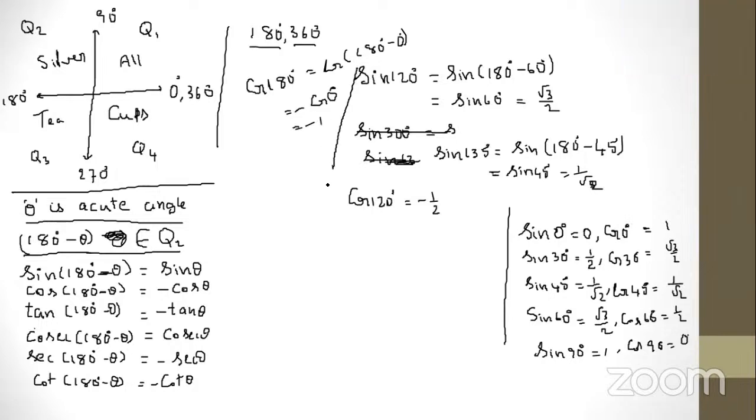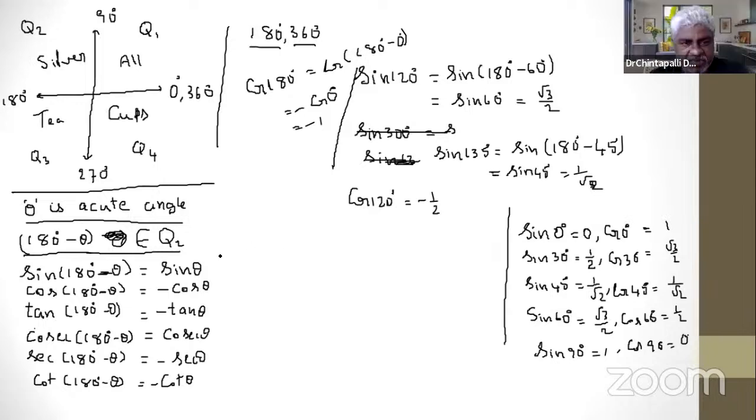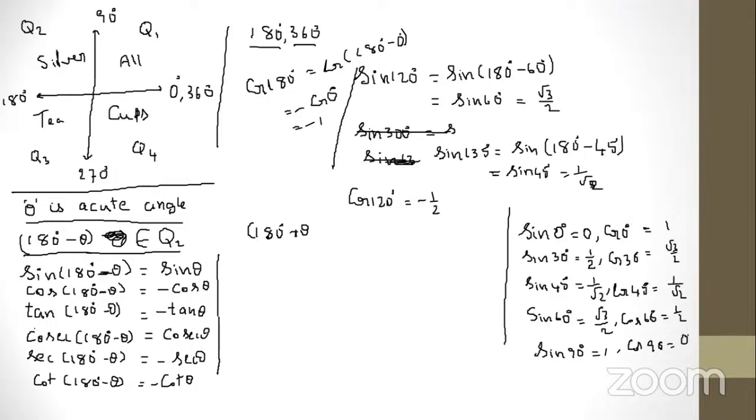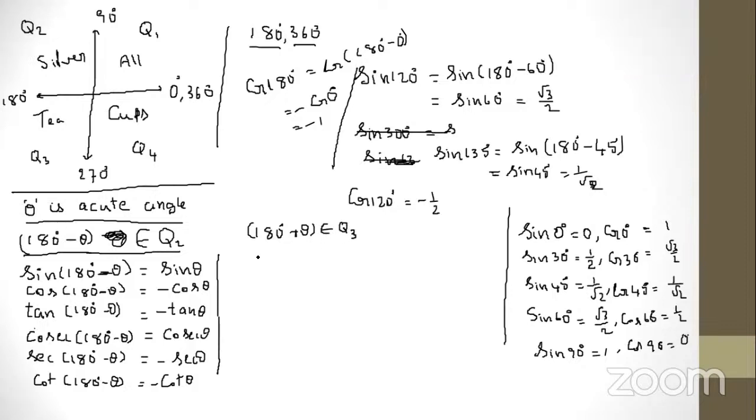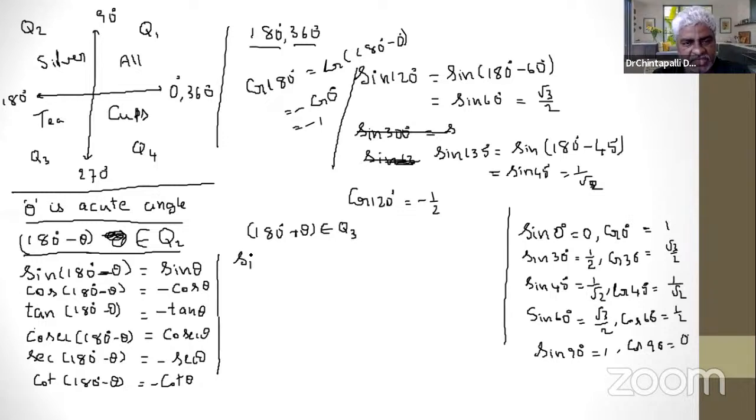I'm writing the next 6 also. Practice for tomorrow. We will discuss the angles in that quadrant. If we exceed 180 degrees, 180 degrees plus theta belongs to which quadrant? Third quadrant, sir. In which tan and cot are positive, remaining are negative. What is sine of 180 degrees plus theta?